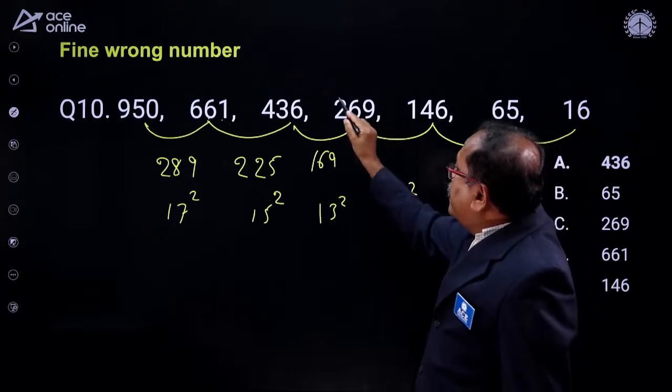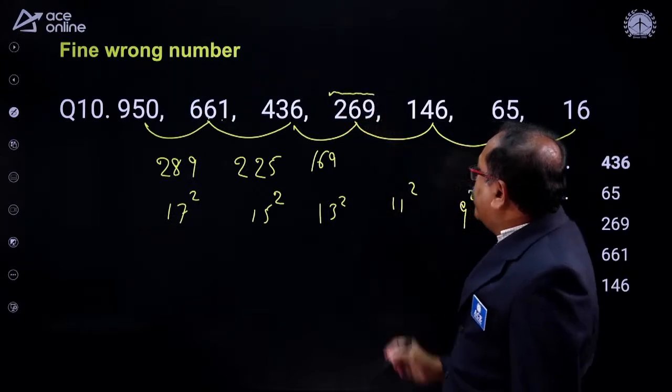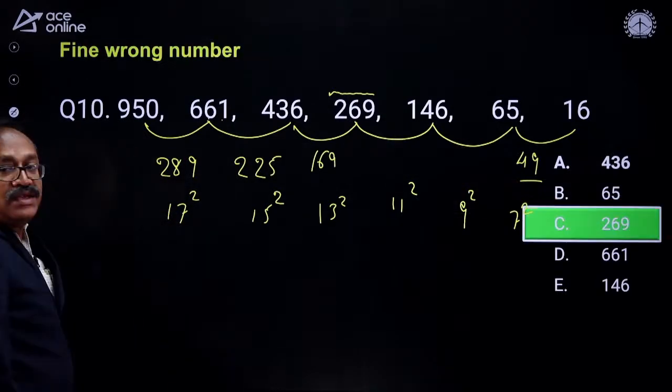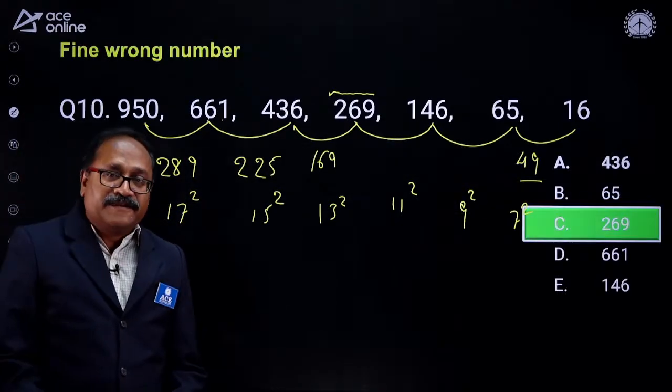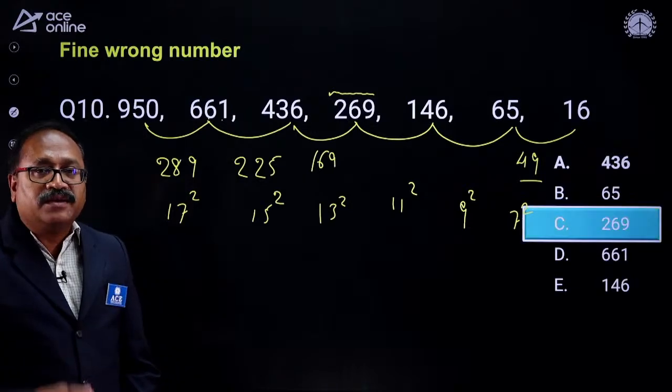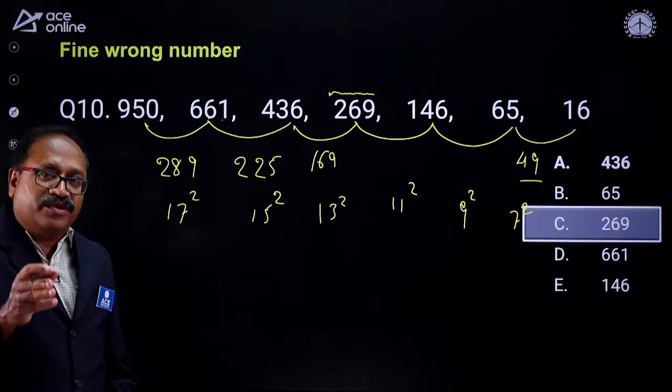So this is the wrong number. This number is the wrong number. So my option choice should be C. Look at this, option choice is C. Chaliye. Hope you are understanding it. Next question on the board is this.